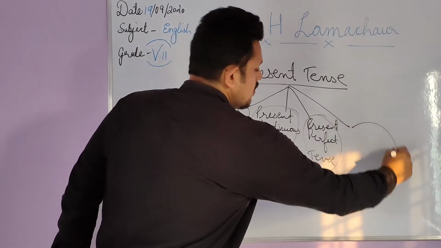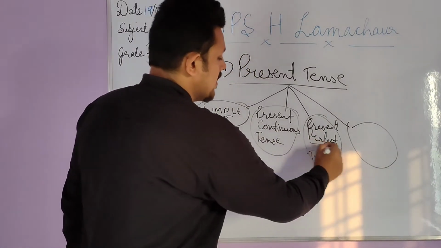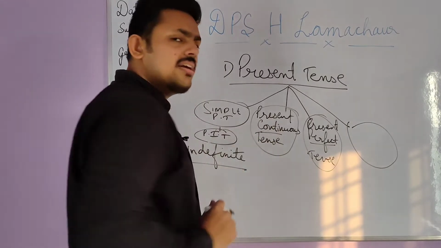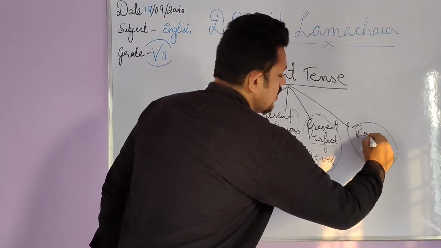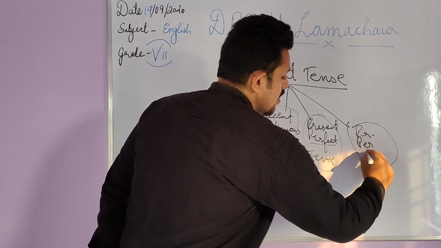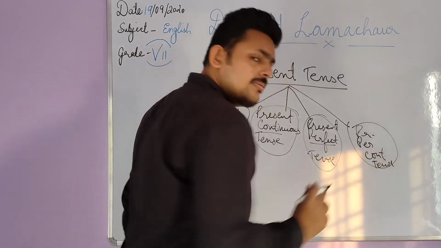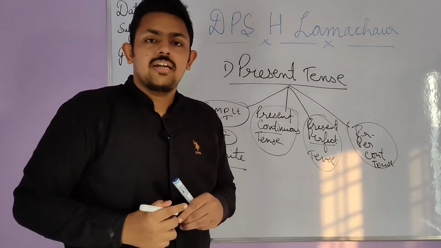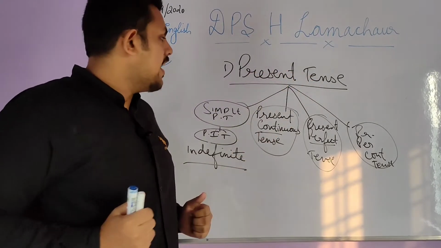And the last one, what will be? The last is very simple. We add the present perfect tense and the present continuous tense. So what does it become? It becomes the present perfect continuous tense. Am I clear?